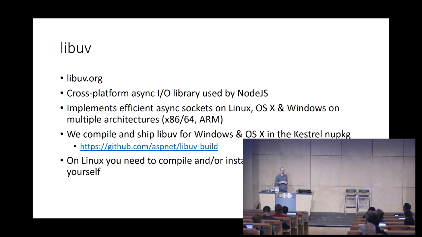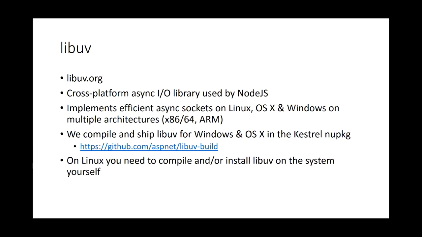So what is libuv? Because I keep talking about libuv, and we talk about it a lot. Libuv is a cross-platform async I/O library. It's the same one that's used by Node.js. In fact, it was built in order to support Node.js, and then Microsoft, when we decided we were going to help make Node run really well on Windows, contributed development time to making libuv run really, really well on Windows.